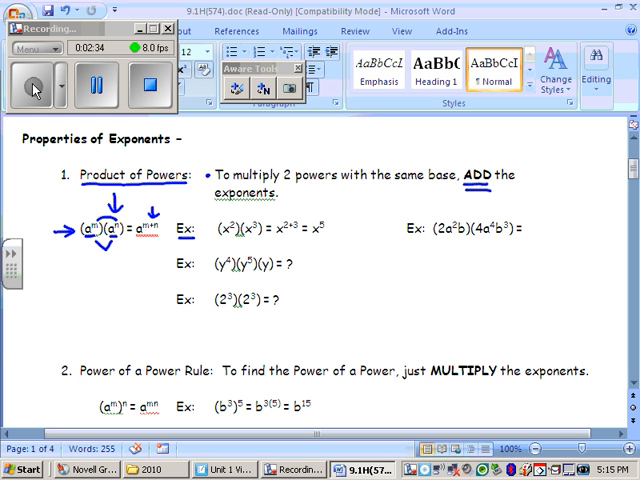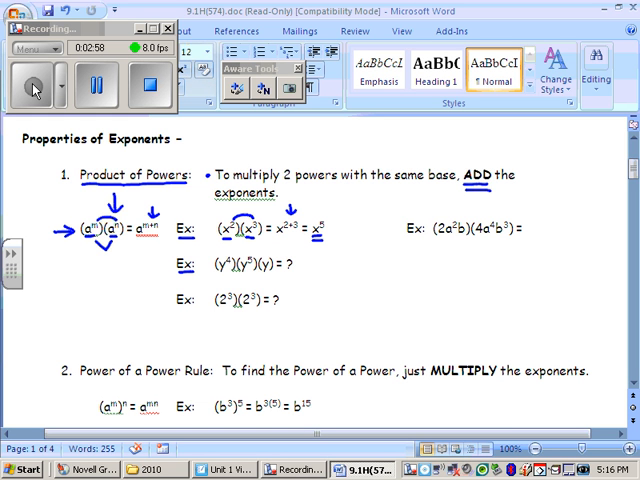So looking at this first example, x squared times x cubed. Notice the bases are the same. So because they are being multiplied, you can actually combine them together by simply adding their exponents. So it'd be x and then to the 2 plus 3, which is x to the 5th power, which would be your answer.